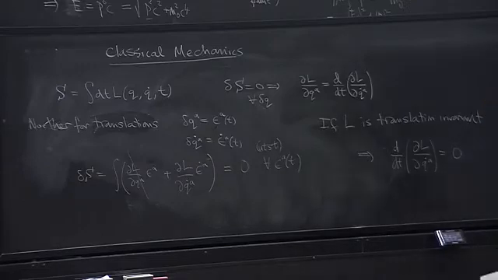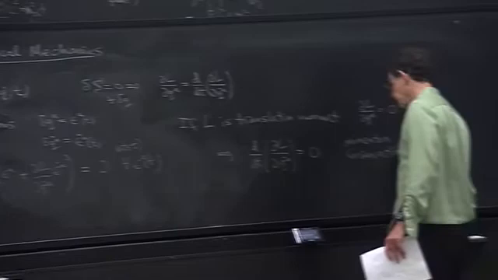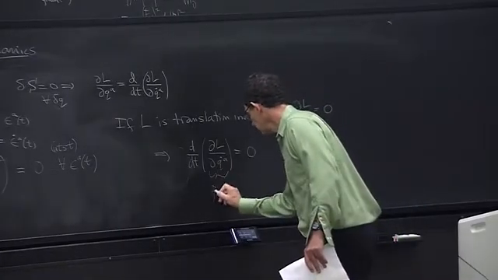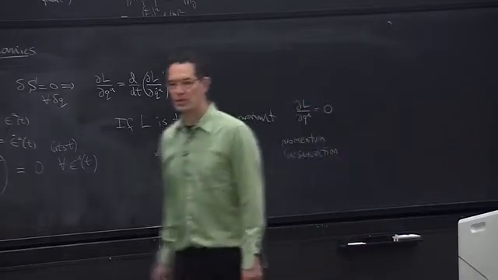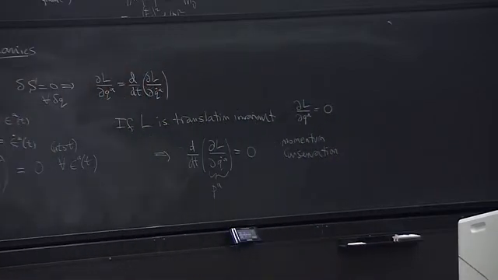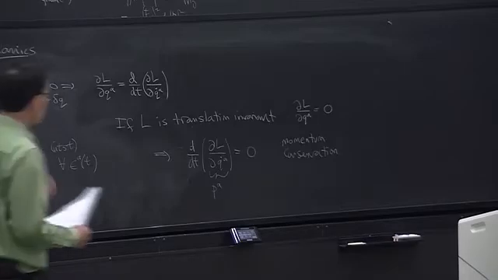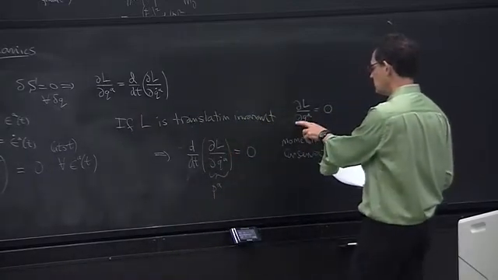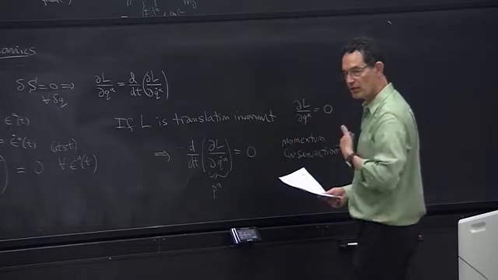And what is this? This is nothing but momentum conservation. Why? Because this is the definition of the momentum in classical mechanics. You take the Lagrangian, and the derivative with respect to the velocity is defined to be the momentum. So the argument shows that the reason momentum is conserved is because the Lagrangian was translation invariant.